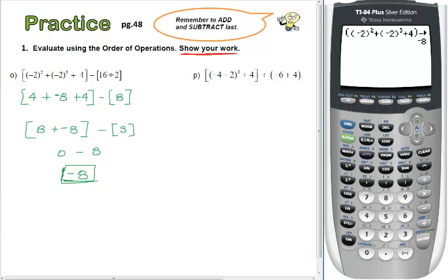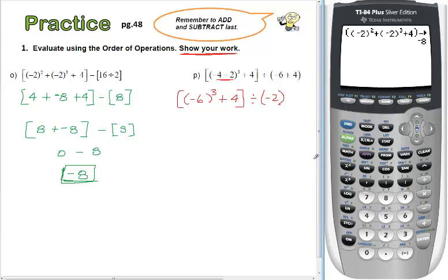Alright, so the second one, let's follow that one through. Again, the square bracket I'll leave alone. Negative 4 subtract 2 inside the bracket has to be done first. Negative 4 subtract 2 is negative 6, and then you're going to cube that. Plus 4, close bracket, divided by negative 6 plus 4, which is negative 2.